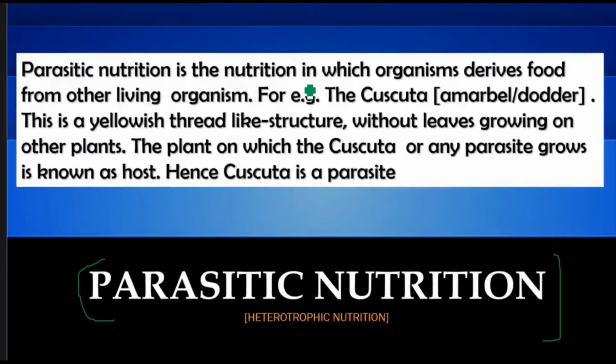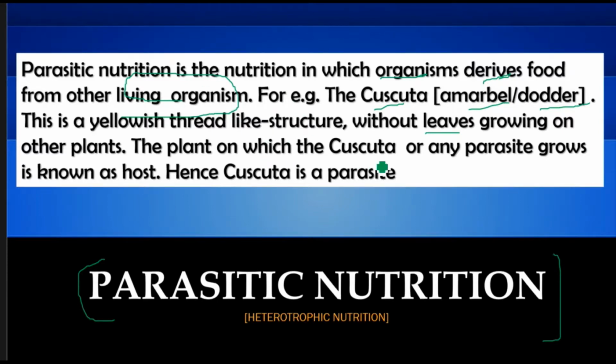Parasitic nutrition is the nutrition in which organism derives food from other living organisms. This is the most important term to write, that it derives its food from living organism. For example, Cuscuta. Cuscuta is the amarbel or the dodder. This is a yellowish thread-like structure without leaves. It doesn't have leaves and cannot prepare its food by photosynthesis, and it grows on other plants.